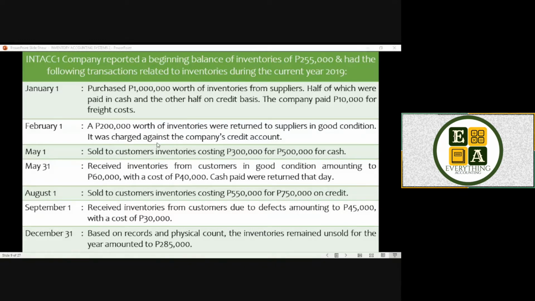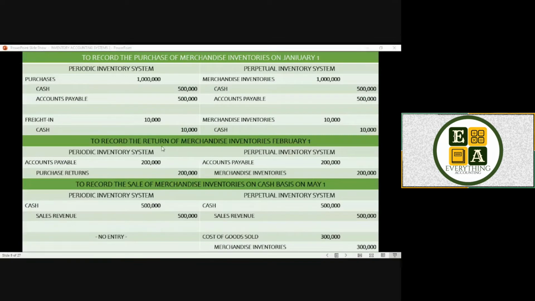I-charge siya doon sa accounts payable. So, ibig sabihin, yung accounts payable natin mababawasan. Paano yan i-journal entry? Under periodic system or periodic inventory system, debit tayo ng accounts payable, credit tayo ng purchase return for 200,000. Under perpetual inventory system naman, yung credit natin is merchandise inventories. Why merchandise inventories? Kasi yung debits natin dito kanina sa pag-purchase pa lang, merchandise inventories na.